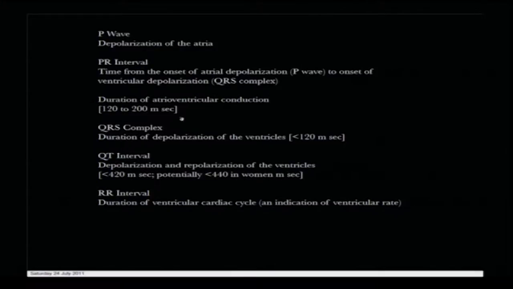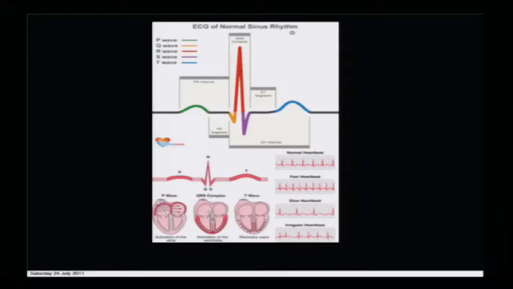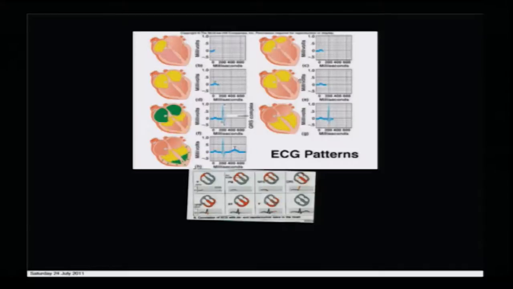Duration of the AV conduction is 120 to 200 milliseconds. So if anything changes here, it means this is the range, then there is a problem. Now comes the QRS complex. Duration of the depolarization of the ventricles, or the lower chambers, is less than 120 milliseconds. This is where the QRS complex is. If you go back, see this is the QRS complex out here, ventricular depolarization taking place.